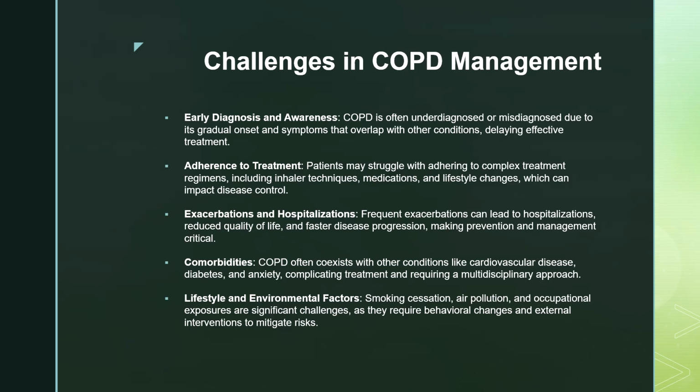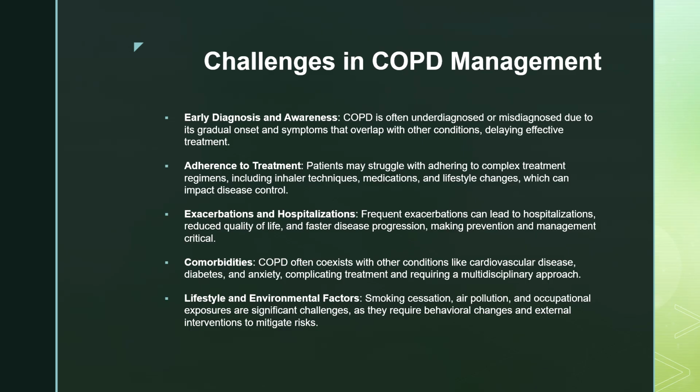Then exacerbations and hospitalizations. Frequent exacerbations, when you don't manage yourself well and you don't really take care of yourself well, you're going to be hospitalized more. You're going to have a reduced quality of life. Your disease progression is just going to go faster and faster. So it's really not good. So prevention and management are critical to improving outcomes. And then a lot of times, people who are older with chronic COPD have other conditions. They can have comorbidities such as cardiovascular disease, diabetes, anxiety. All of this requires a multidisciplinary approach, which could be quite challenging.